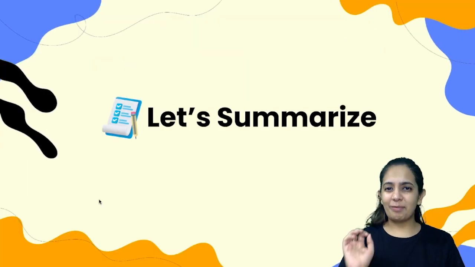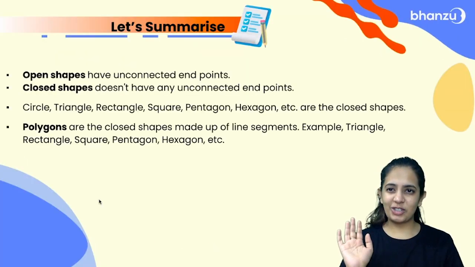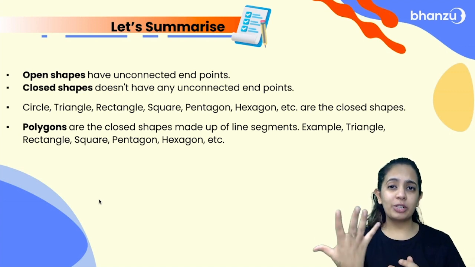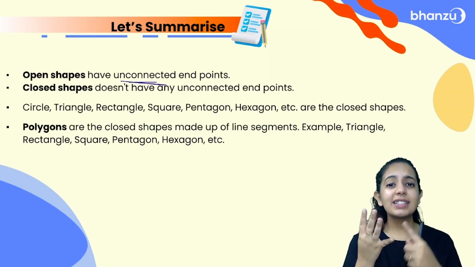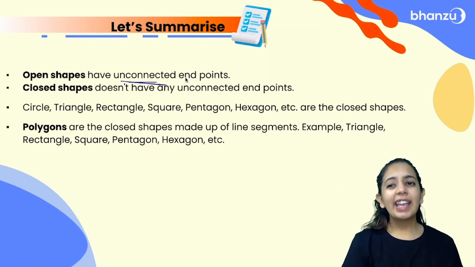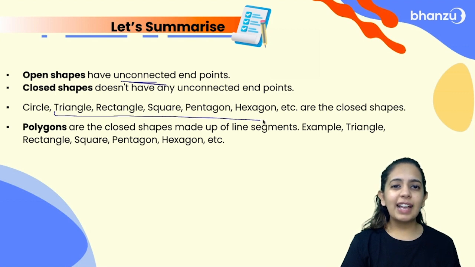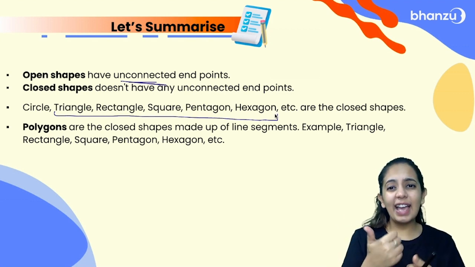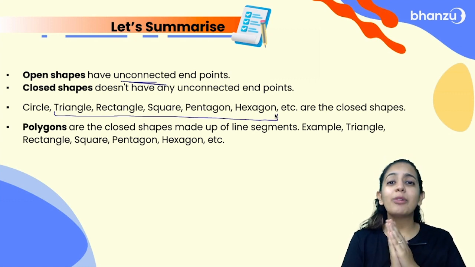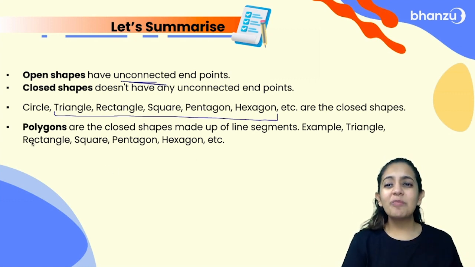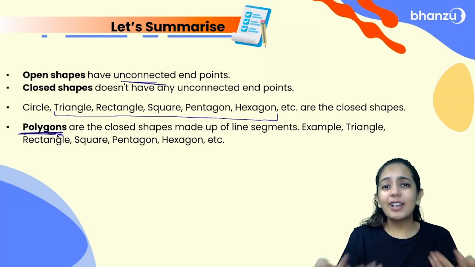Now it's time to summarize whatever we have learned in this session. So we have studied about the open shapes and the closed shapes. In open shapes, you are going to observe some unconnected points. We have also studied about some shapes like circle, triangle, rectangle, square, pentagon, hexagon, in which the shapes like triangle, rectangle, pentagon, square, hexagon are the closed shapes and are made up of line segments. So therefore, these are polygons. But circle is not a polygon.